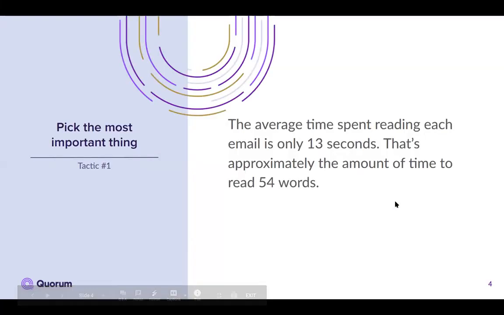So first, it's really important to pick the most important thing of your newsletter. Every time you send out your newsletter, you need to look through your content and decide, what is the one thing that I'm going to focus on? The average time people spend reading each email is only 13 seconds, which means that they're only reading about 54 words in an email. So let's think about what the first 54 words of our emails should be, so then you're able to capture their attention.